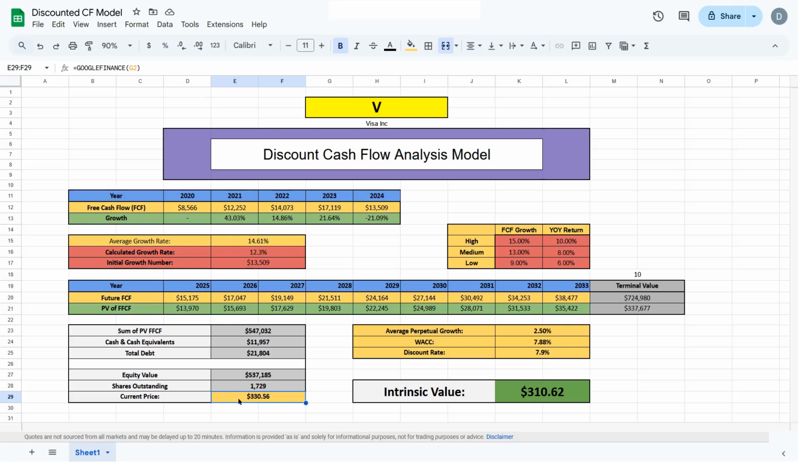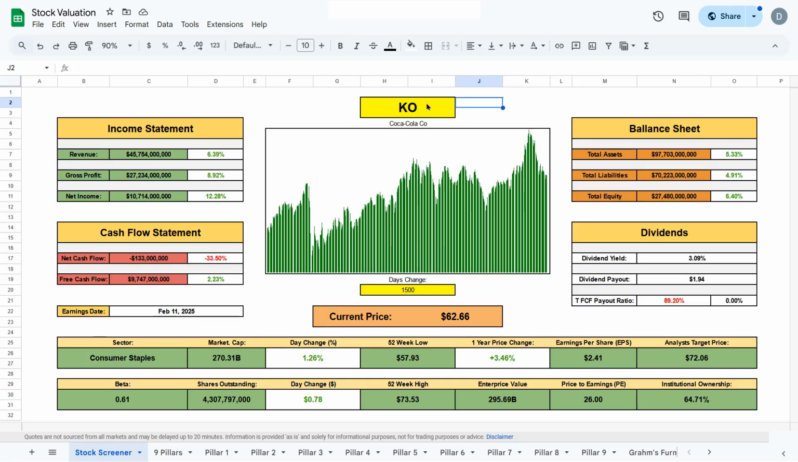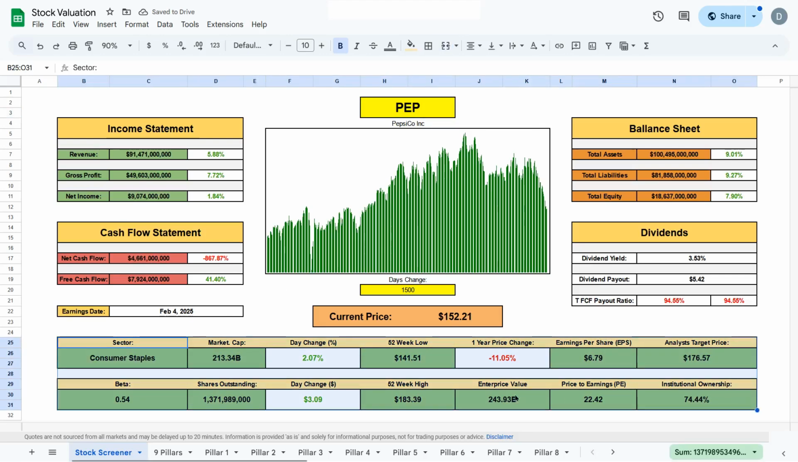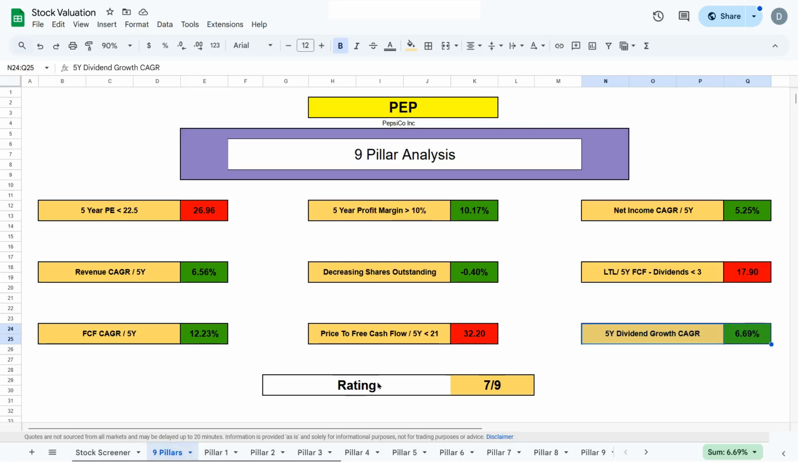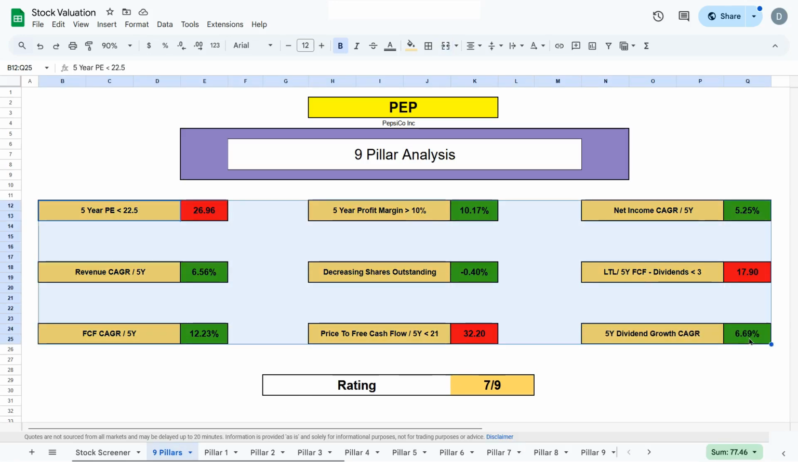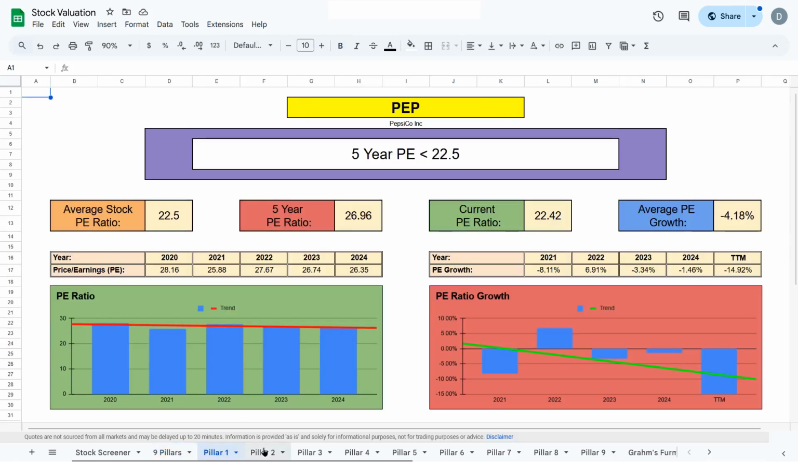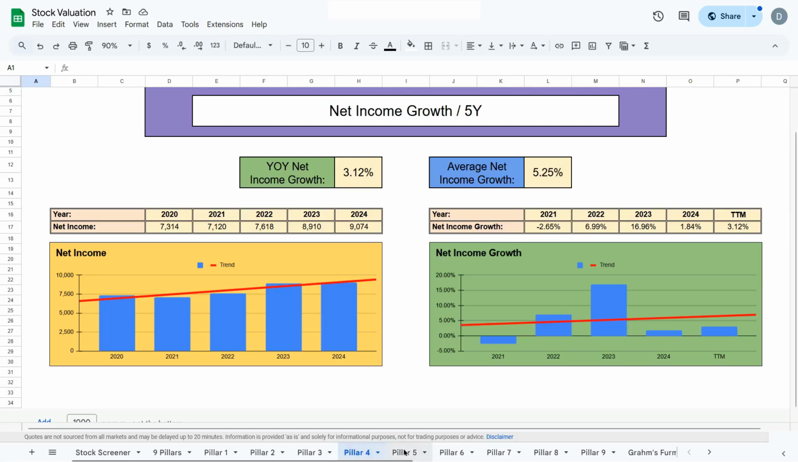But now that we have valued Visa using the free cash flow model, let's value one more company, but using a slightly different approach. So jumping to my fully automatic stock valuation spreadsheet, I will plug in Pepsi's ticker and all the metrics will show up automatically. Now, these sheets include the general company info, but they also include the fundamental 9-pillar analysis, which consists of the 9 most important metrics every investor should consider before buying a company, such as the 5-year PE and price to free cash flow ratios, the company's revenue, net income and free cash flow growth, their debt levels, dividend safety and growth, etc. You can also zoom in onto these individual pillars and value the company at an even closer level.